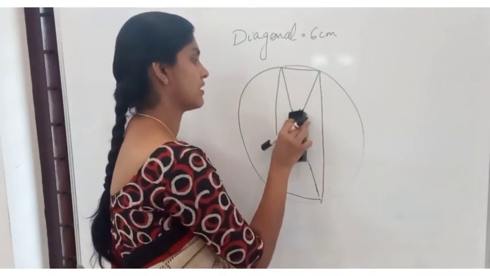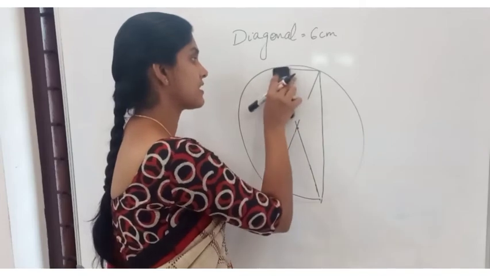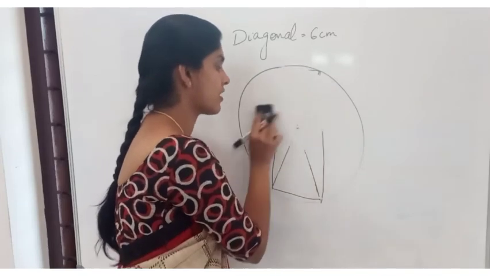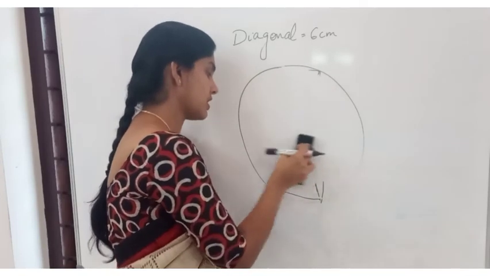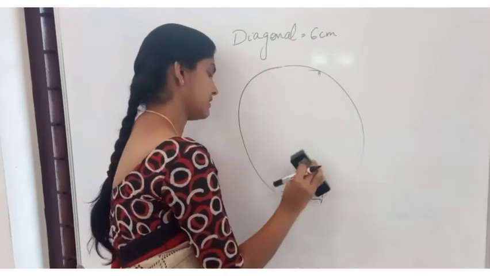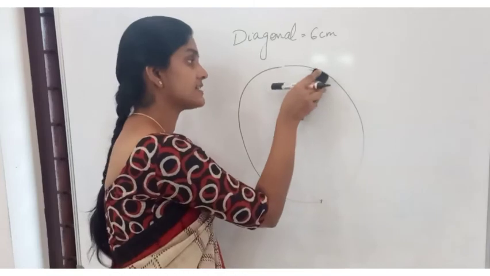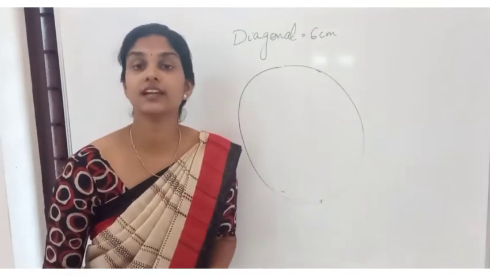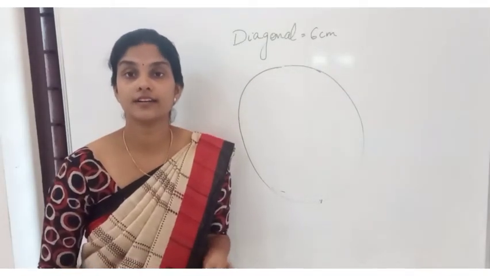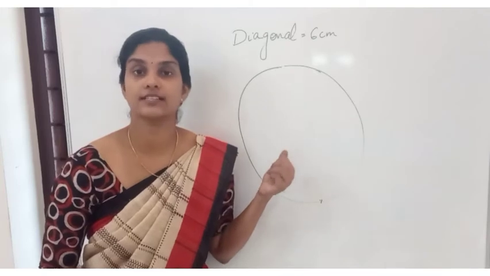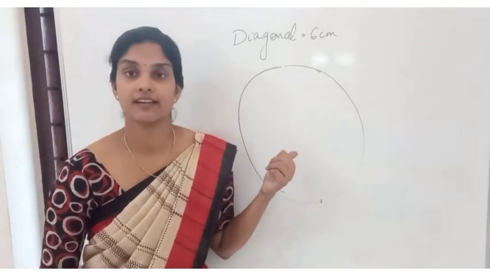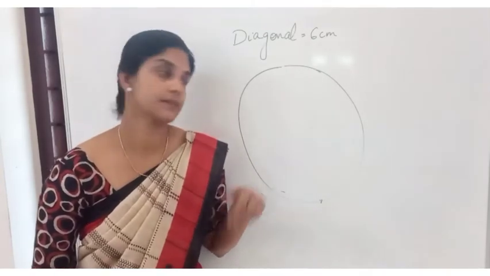Now, let us see if you are able to draw a rectangle in the circle with the diagonal of 6 centimeter itself. But here we will be taking another angle of measure between the diagonals. Here we took it as 30-degree, right? Now we shall take it as 40-degree.